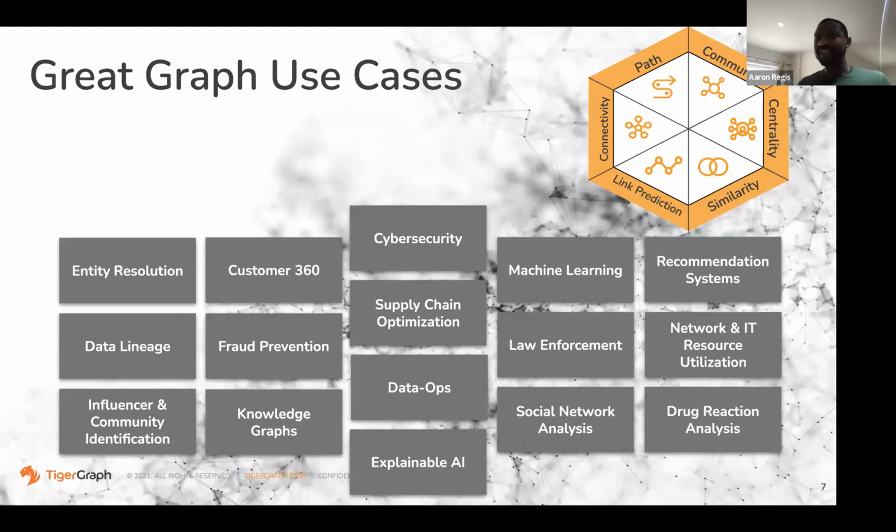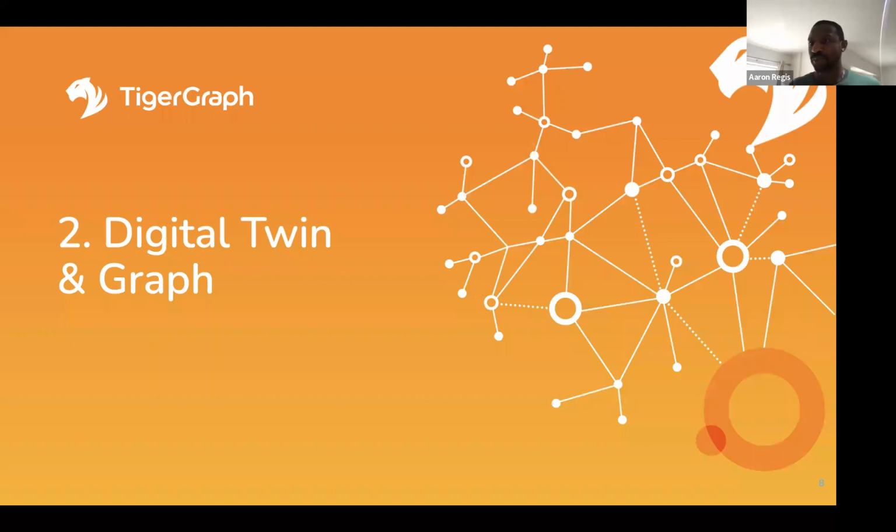So when you've got that sort of technology underpinning your business, you can effectively go to market with several different types of powerful use cases. This is just a non-exhaustive list of all the different use cases that TigerGraph supports. We're going to talk today about supply chain and data ops, and actually they come under a broader umbrella of use cases that we call digital twin.